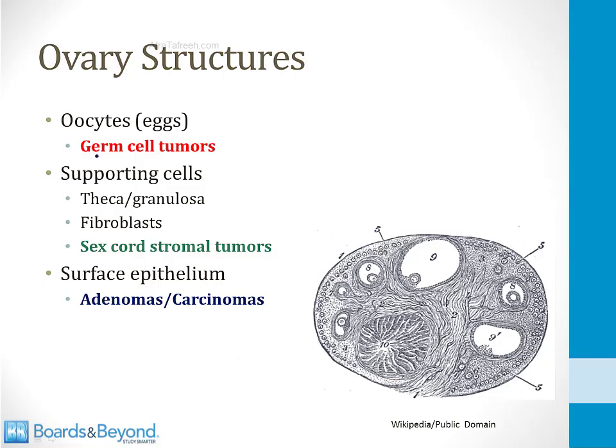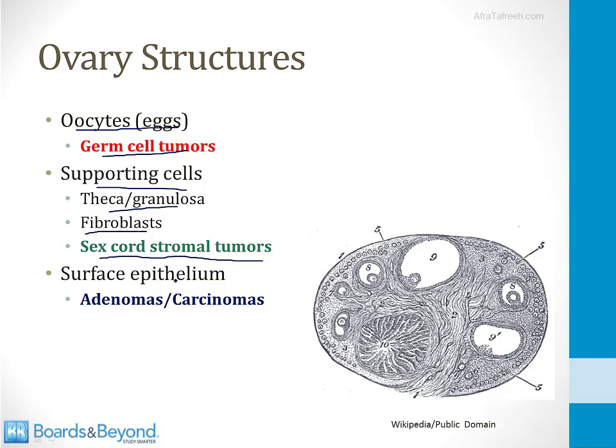ovaries. So you're probably aware that the ovaries contain oocytes or eggs, and tumors of these cells lead to germ cell tumors. The ovaries also contain supporting cells like theca and granulosa cells and fibroblasts, and the tumors that derive from these supporting cells are called sex cord stromal tumors. And that's what we'll talk about in this video.